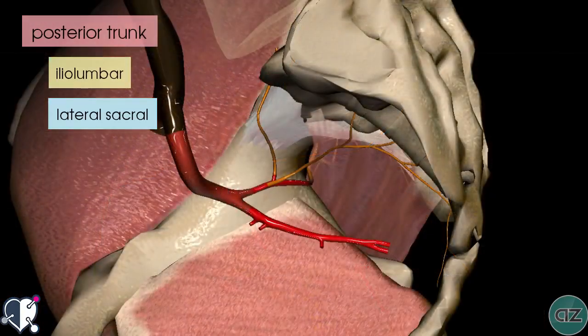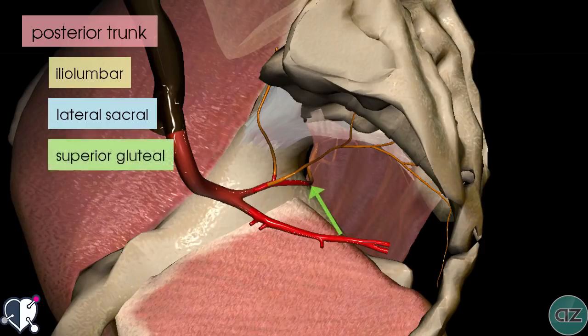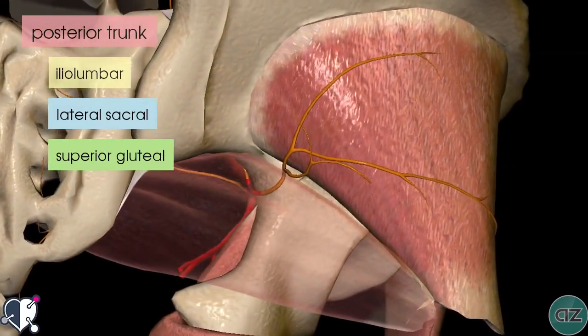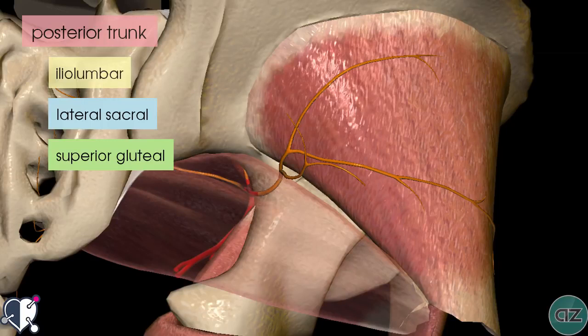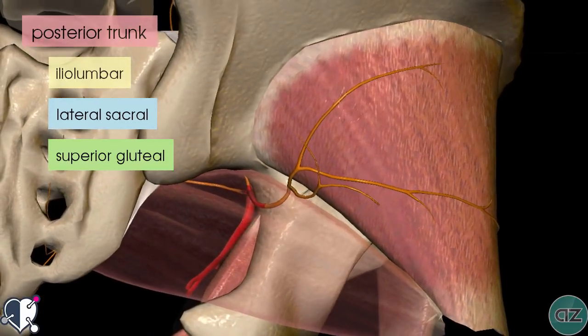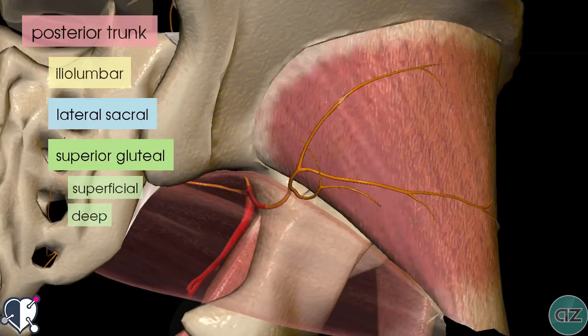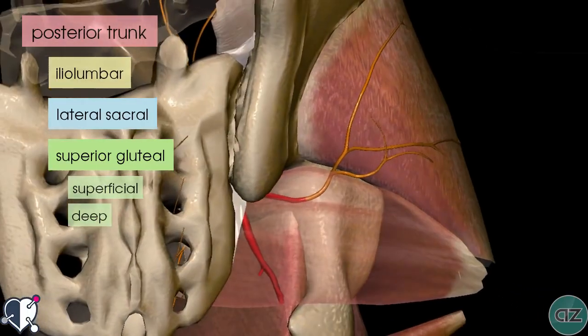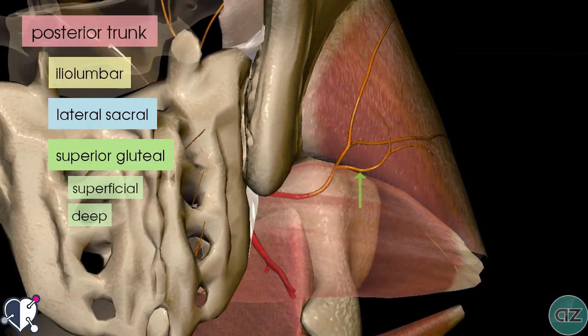The third branch of the posterior trunk is the superior gluteal artery, and you can see this artery exiting posteriorly. If I rotate the model round, you can see how it exits just above the piriformis muscle in the greater sciatic foramen. And we can see that it has different branches: deep and superficial branches. If I rotate the model around for a better angle, you can see the superficial branch coming off here.